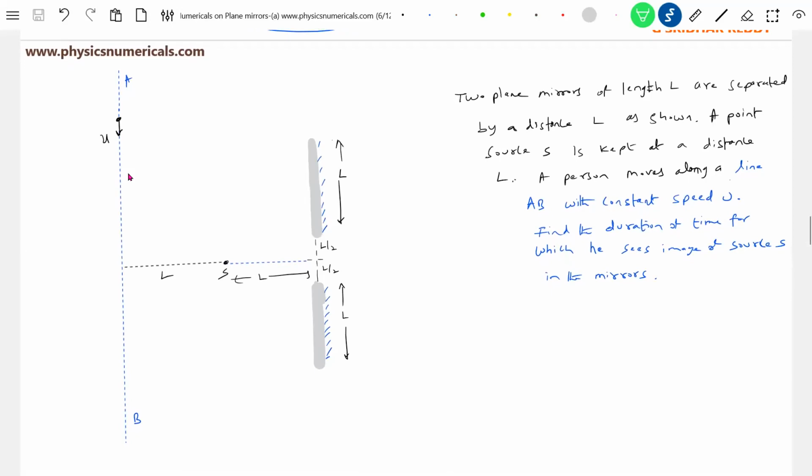So what is it telling? There are two plane mirrors of length L each, separated by a distance L. So L by 2, L by 2 with respect to this bisector. A point source S is kept at a distance L. A person moves along a line AB with a constant speed U. Find the duration of time for which he sees the image of source S in the mirrors.